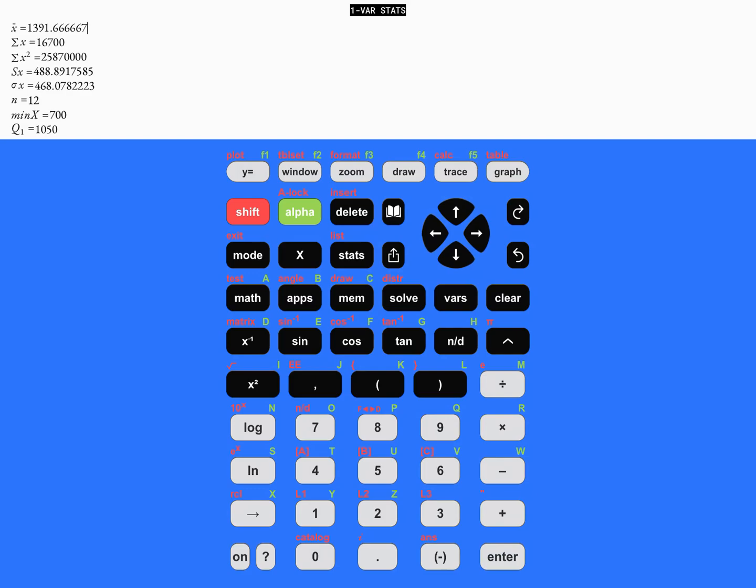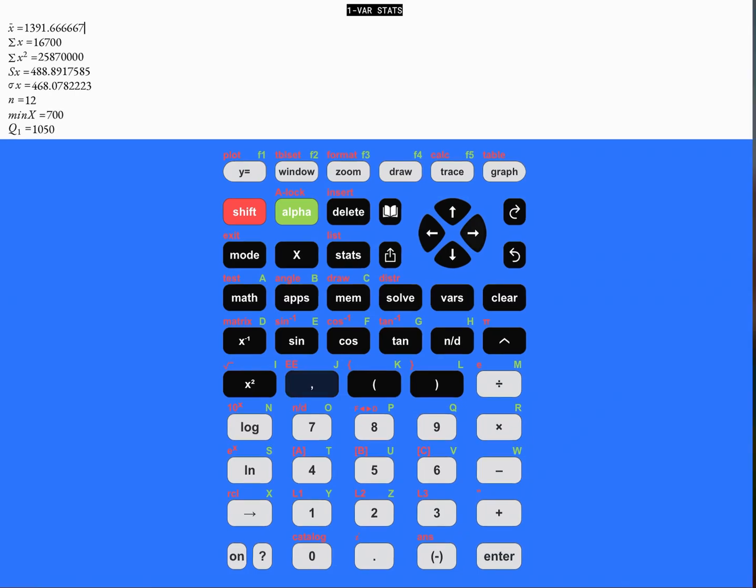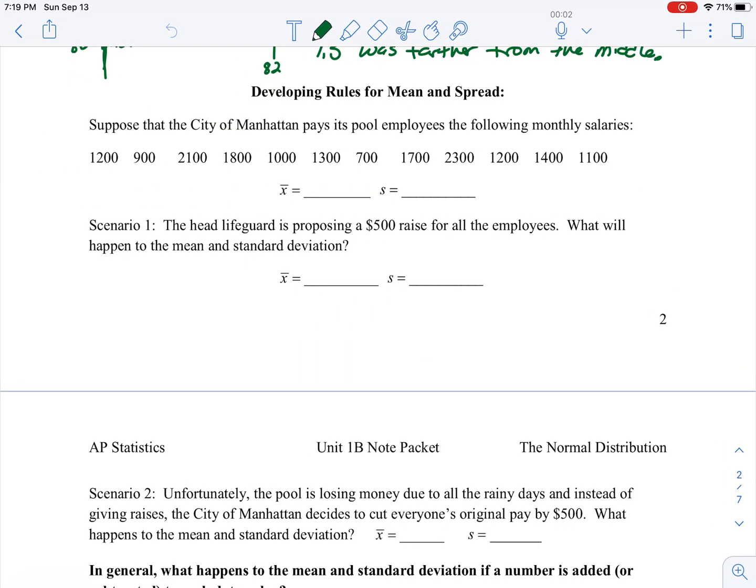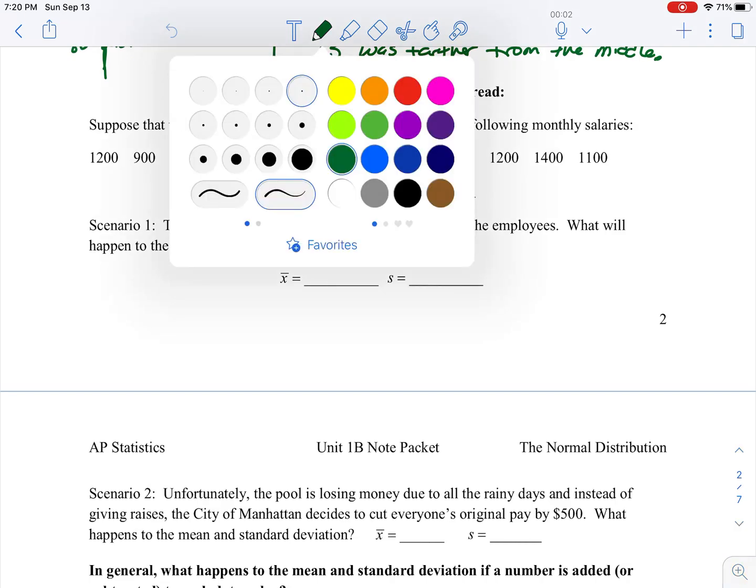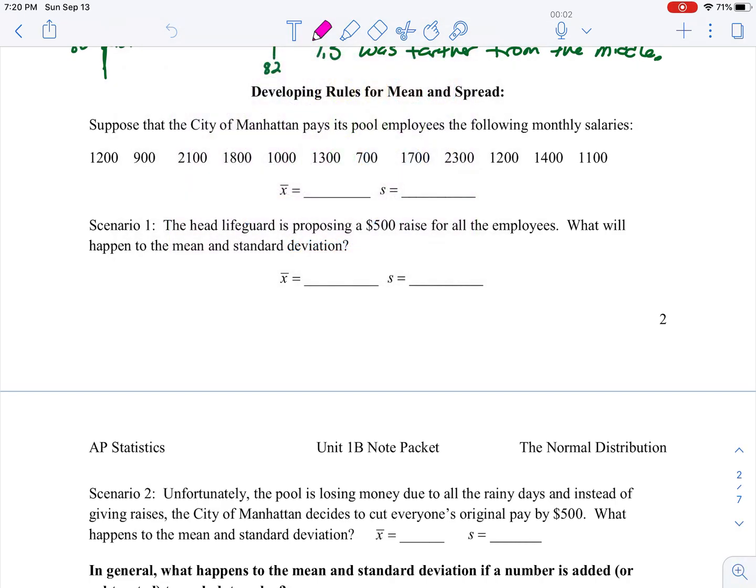And if I scroll, standard deviation is what we're after there. And again, remember, we're going to pick SX for this because most of the time we are dealing with a sample. So as we come back, we're going to fill this in. I'm going to grab, let's change my color. I got to turn my pen on. We'll go with hot pink. How about that? So we said it was $1,391.67.